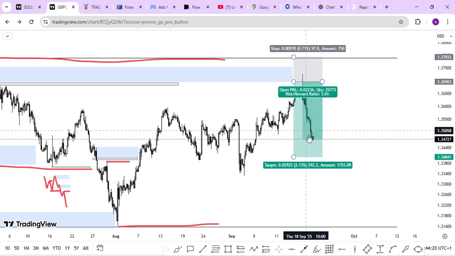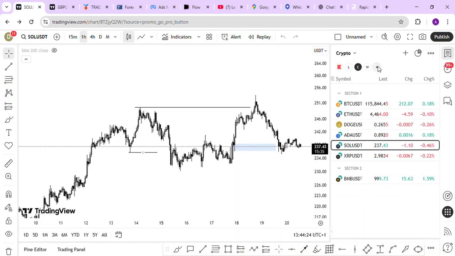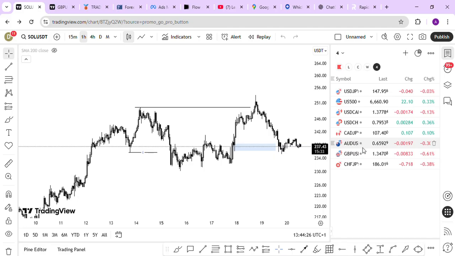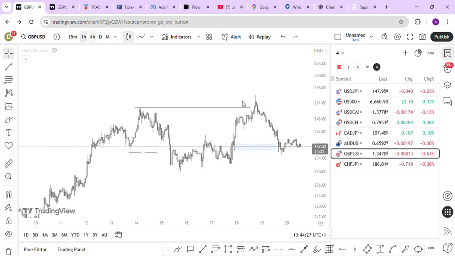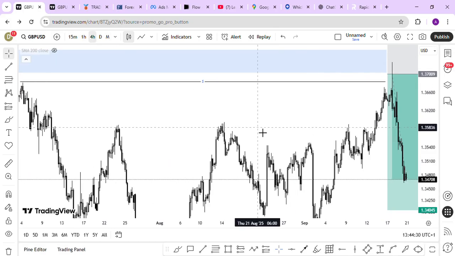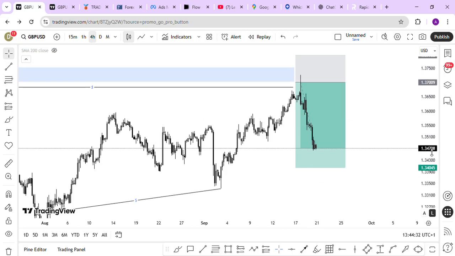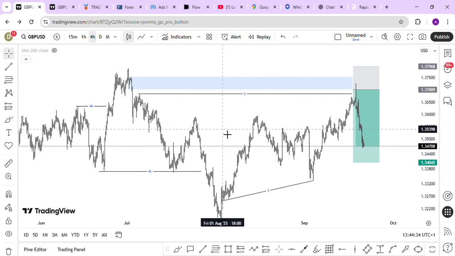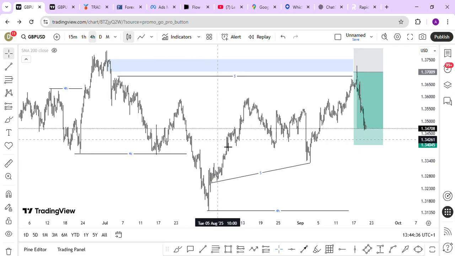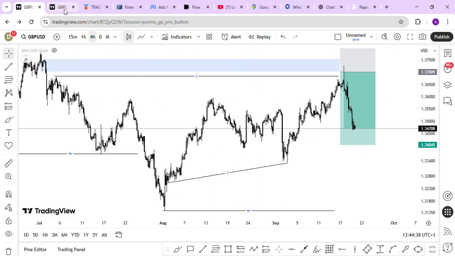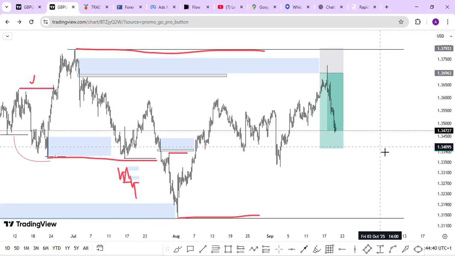So as you can see, I had a trade still running. Let me show you the trade. So GBPUSD, I had the trade running, still running. This exact trade that I took on GBPUSD, you can see the same setup, the same analysis. So that's it for GBPUSD.